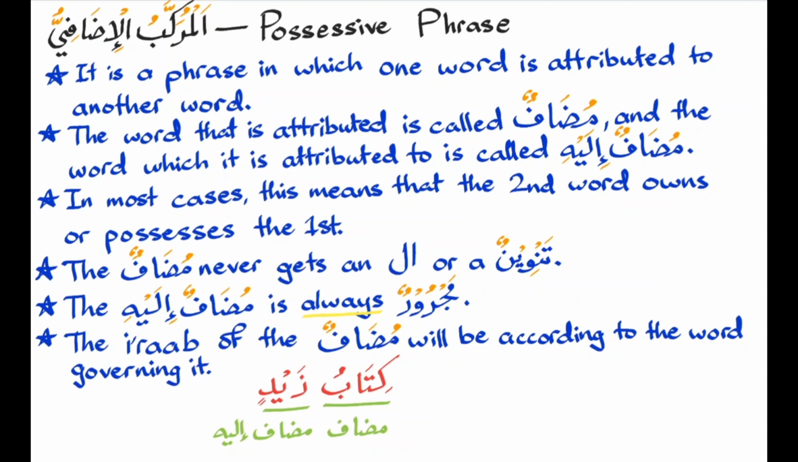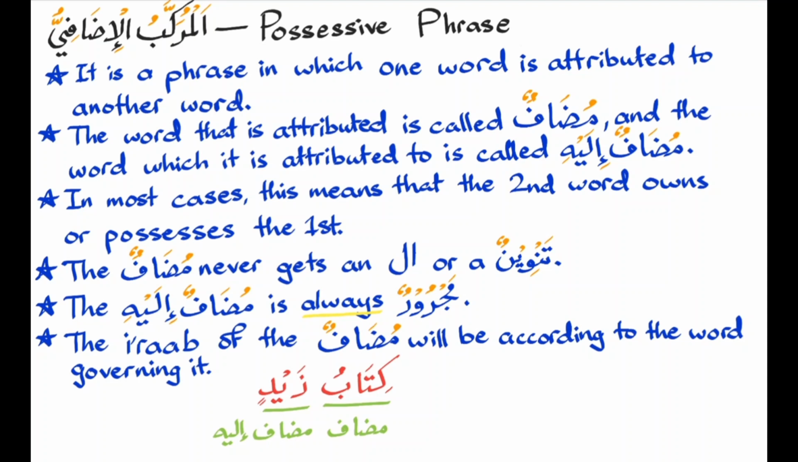Another thing is that the mudaf ilayh is always majroor. So Zaydin, as you can see, which is the mudaf ilayh, is getting a kasra or a jar on the last letter, which is dal. And as for the i'rab of the mudaf, kitab, that will be according to the word governing it.